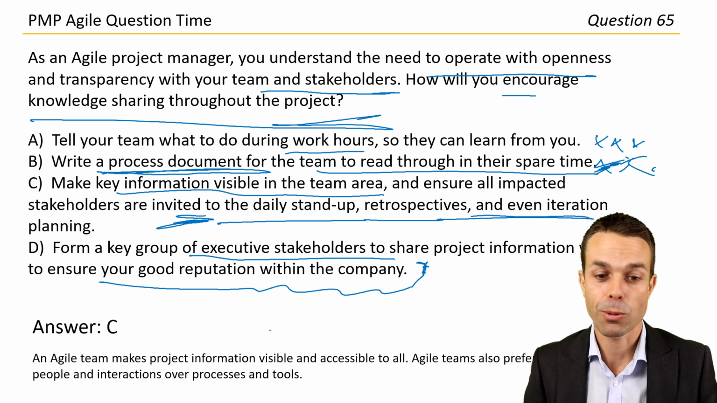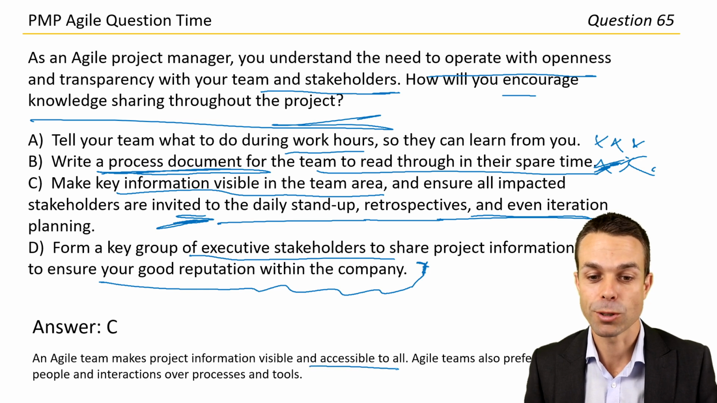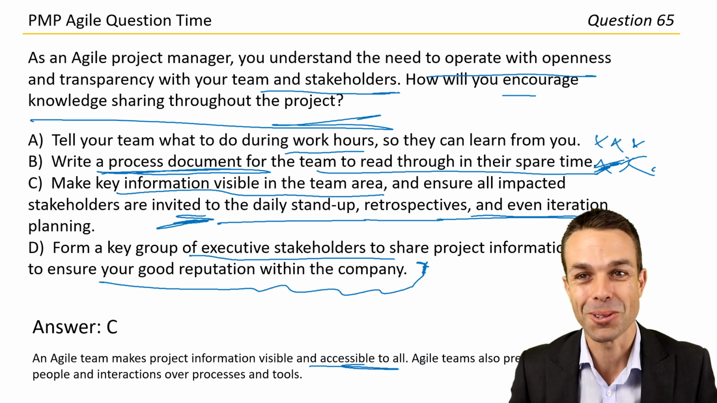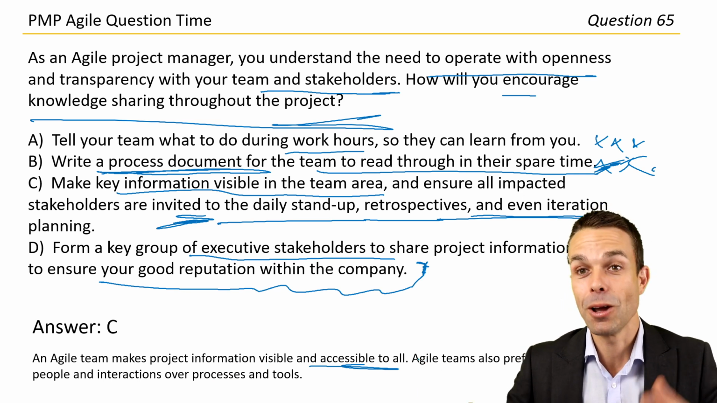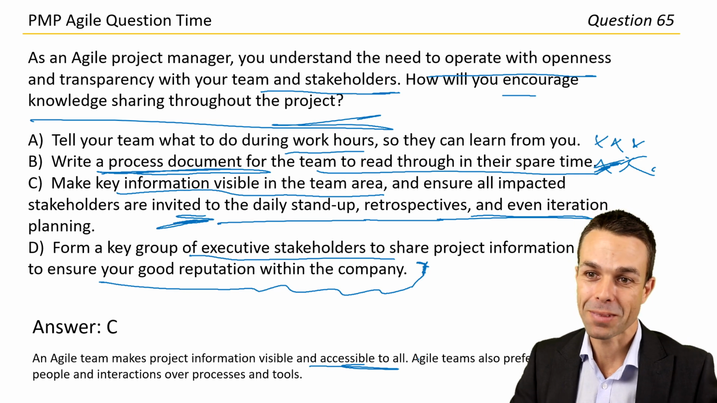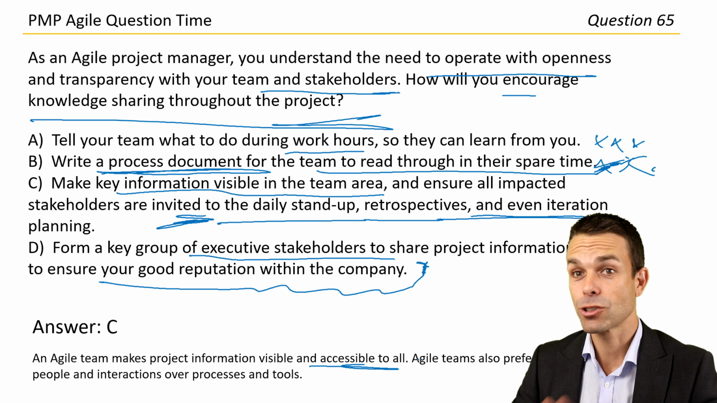An Agile team makes project information visible and accessible to all. Agile teams also prefer people and interactions over processes and tools, exactly as we were saying. It's part of the Agile Manifesto. That's a good thing to be aware of for your exam. How did you go? Let's get into the last two questions.